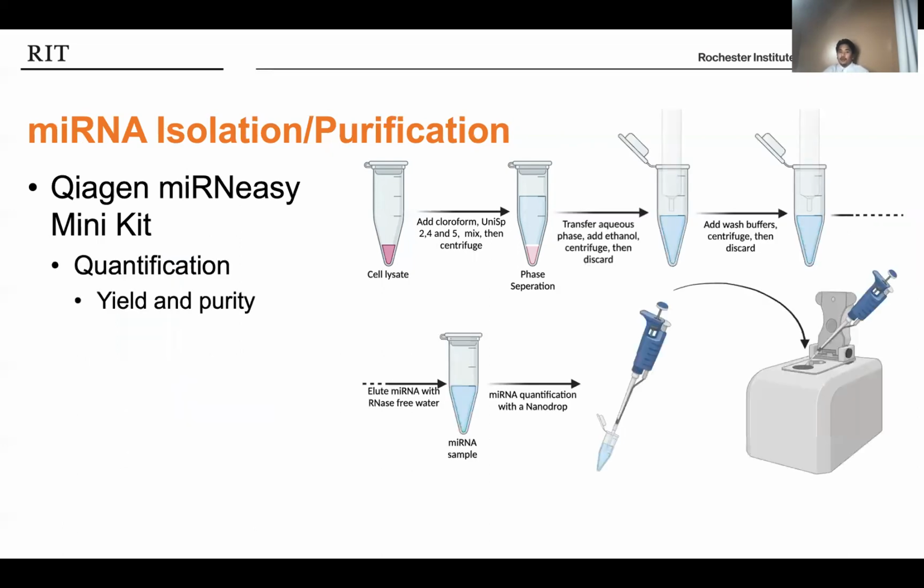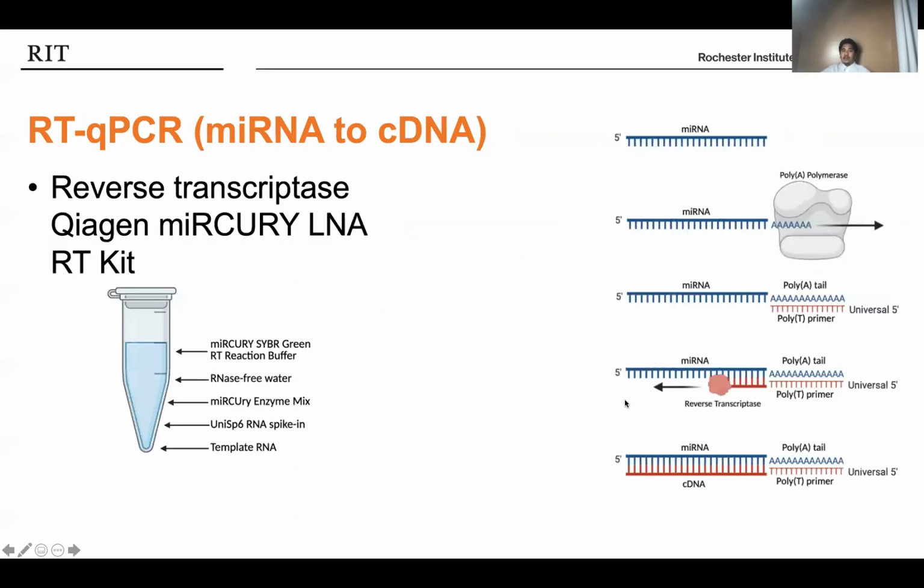This is then transferred to a column and then washed until the mRNA is eluted. We can then use a nanodrop to quantify the yield and purity, and this purified mRNA is then used for the reverse transcriptase step of our RT-qPCR, and this is used to synthesize our cDNA, which is the complementary DNA.